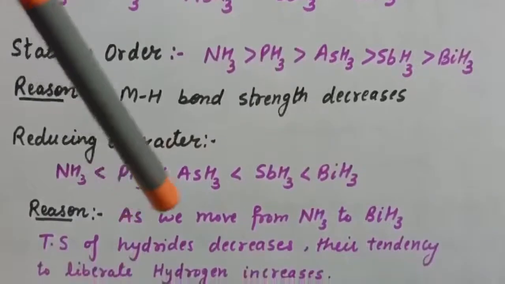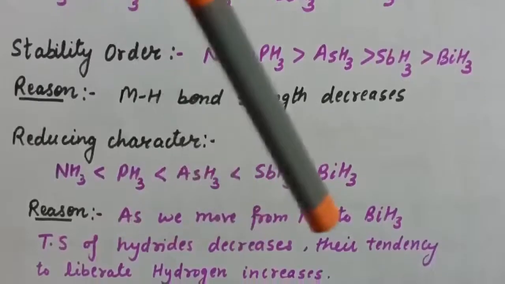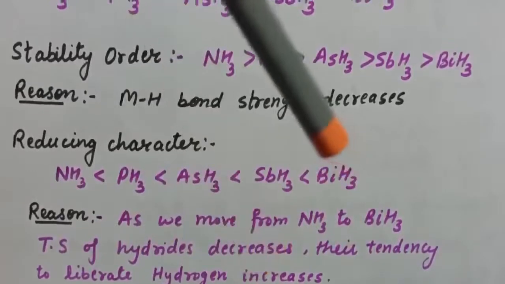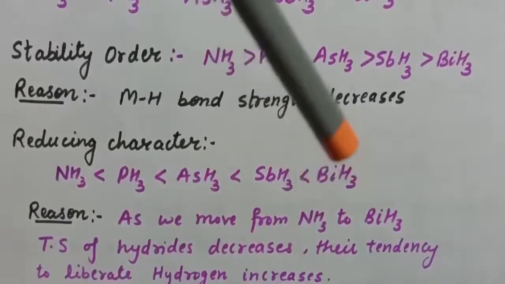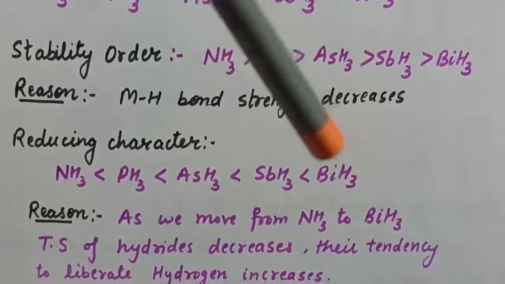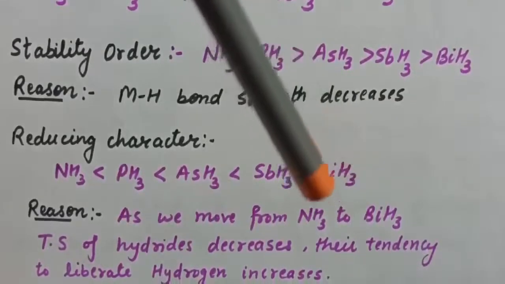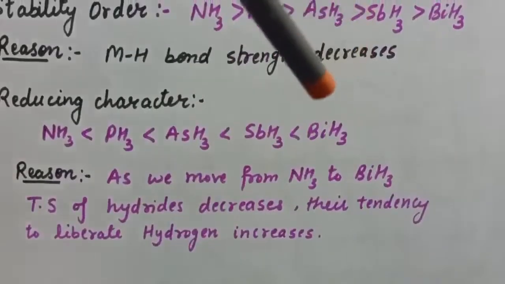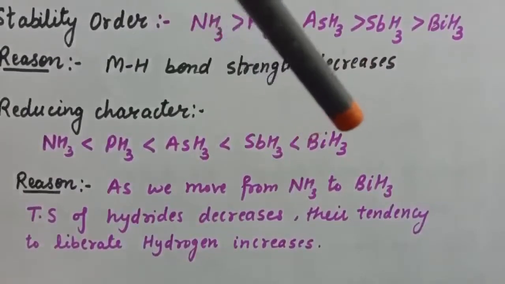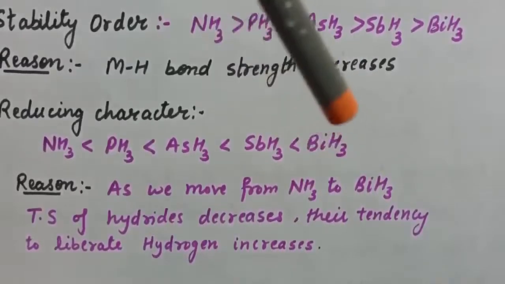The reason is, as we move from NH3 to BiH3, thermal stability of hydride decreases and their tendency to liberate hydrogen increases. And the hydride which loses hydrogen easily will be the best reducing agent, or we can say the reducing character is more in that case. So here we have BiH3, which shows the maximum reducing character because of weak bond strength between Bi and H. Therefore, it is easy to remove hydrogen from BiH3, and that is why the reducing character is most in case of BiH3.